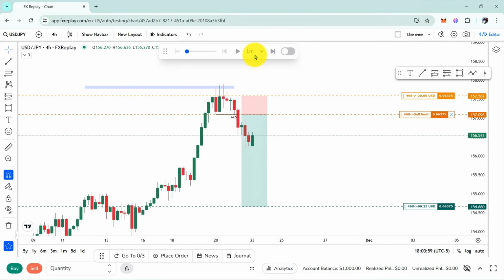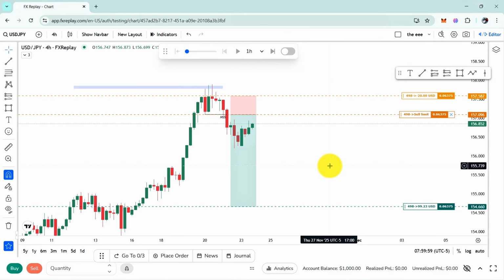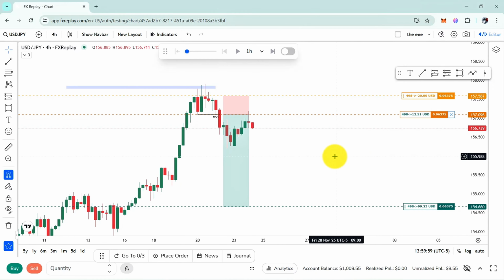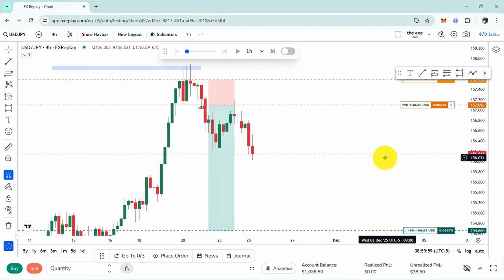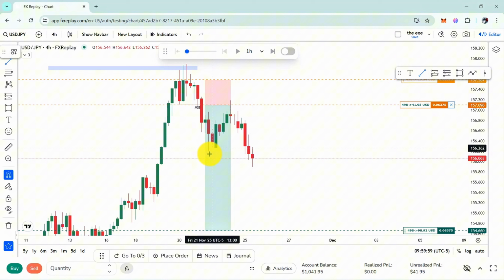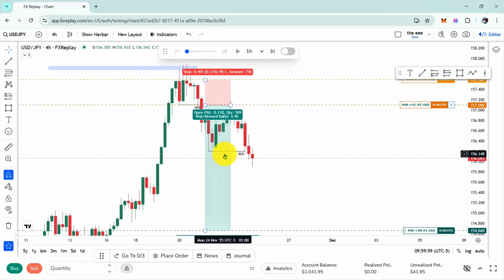All right, sorry, let me make it faster. Let's use like 1 hour. So the tap does in, and let's see the way the market is going to react from there. So right here, we have MSS, market structure shift. No, I mean BOS, I'm sorry. We have a BOS after the MSS.